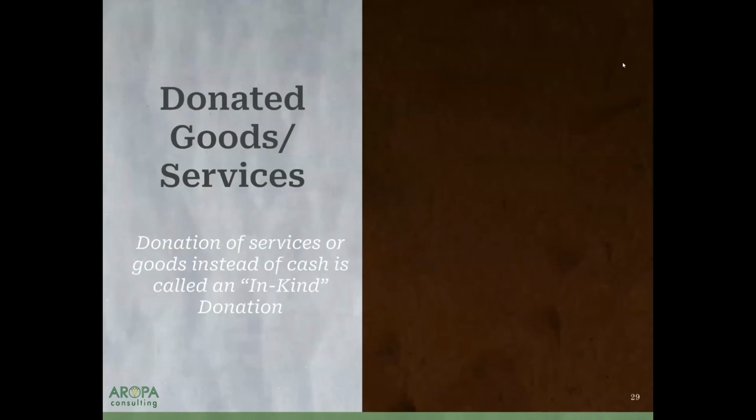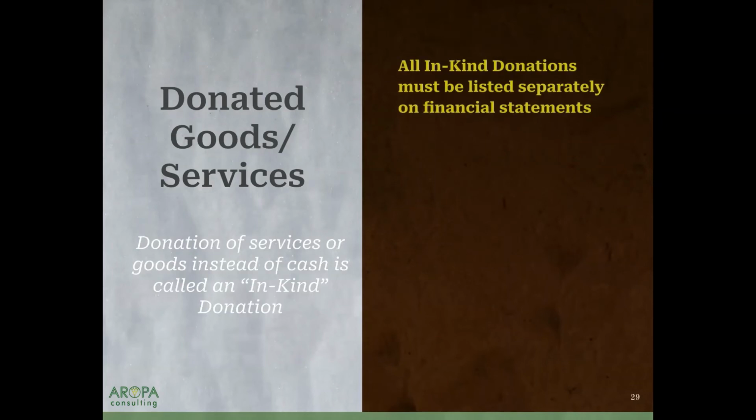So just a little bit more, and then we'll open it up for questions. We have donated goods and services. This is also called an in-kind donation. So it's a donation of services or goods instead of cash. All in-kind donations have to be listed as a separate line on your financial statements. This was in the updated FASB guidance from a few years ago, that instead of lumping in-kind donations in with regular donations, they just want it to be its own separate line so that it's clear.